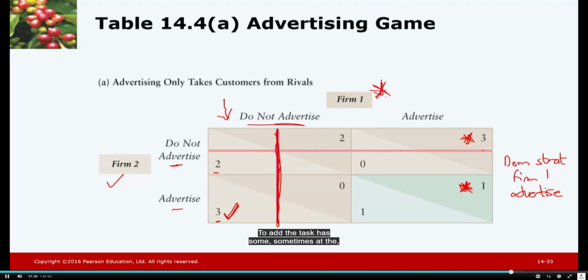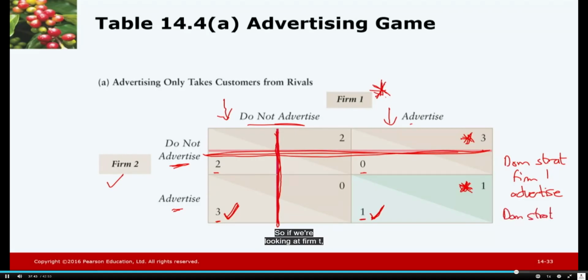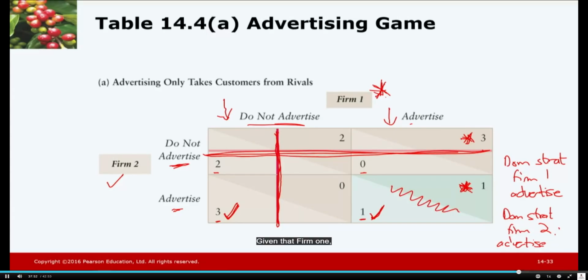Okay. Given that firm one advertises, now you're looking down this column, should firm two not advertise and earn 0, or advertise and earn 1? This is clearly better. So you can rule out not advertising. You can rule this out, okay? And we find that firm two has a dominant strategy, and that's also to advertise. Okay, and furthermore, there's a Nash equilibrium here, paintball splotch from each, both advertising. So we find a dominant strategy to advertise.